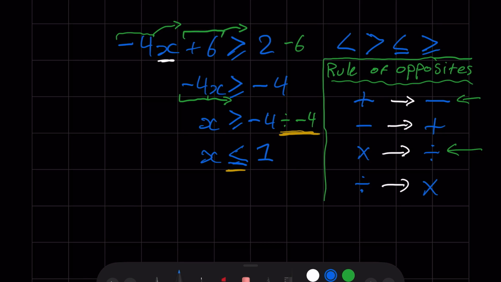All right, that is this video on solving linear inequalities. I hope you understand a bit more on how to do this. See if you can make some questions for yourself and answer your own questions.